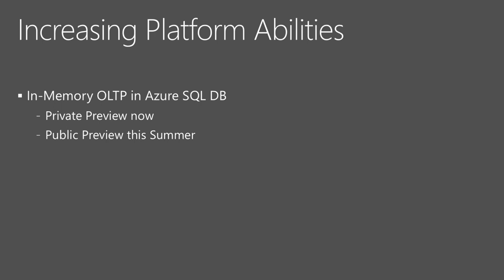We have a private preview active now that enables in-memory OLTP in Azure DB. So it's in the V12 SKU, internally we call that Sterling. You'll be able to do full in-memory tables in a SQL Azure DB. There'll be a public preview during the summer, so anybody that wants can just pull up and access it, and then eventually it'll go GA.